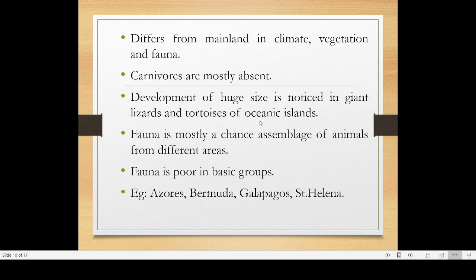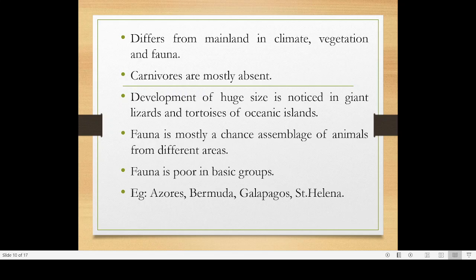The fauna is mostly a chance assemblage of animals from different areas. Chance assemblage means, for example, you take the Lakshadweep or Maldives. Whatever animals are present there might have come from different parts of the world. Some may be from the nearest continent like India. Other animals may have reached there from far away places, sometimes because of hurricanes, sometimes because of floating rafts.